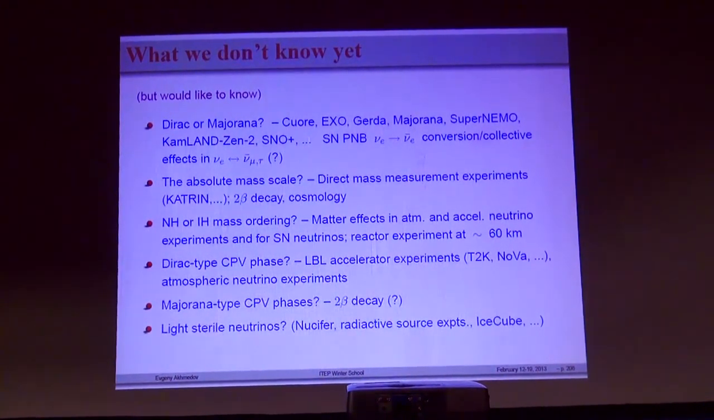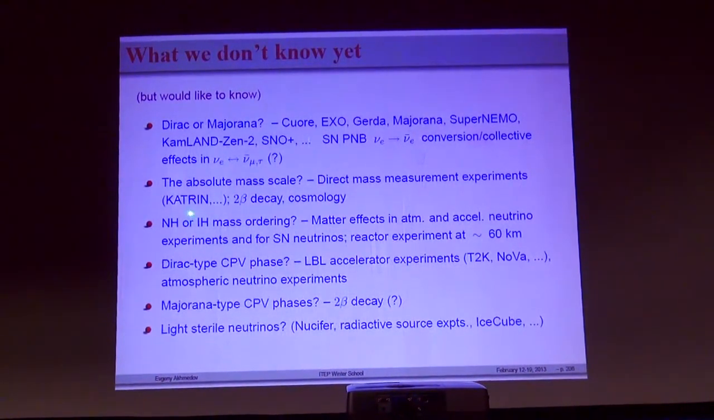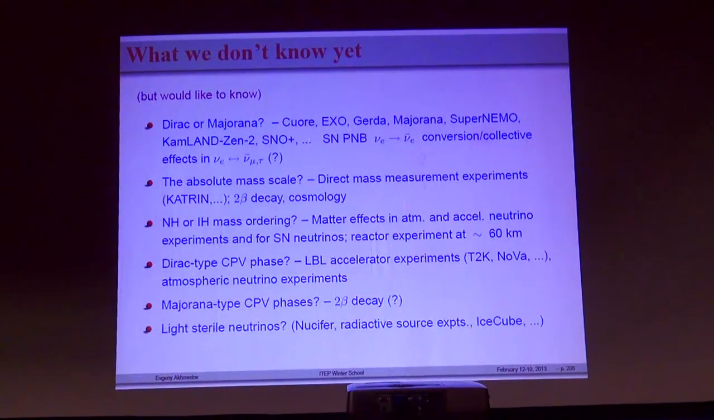So the next question is the absolute mass scale, so we need direct neutrino mass measurements, and double beta decay and cosmology can also tell us something about that. The next question is whether we have normal or inverted hierarchy, or whether neutrinos are quasi-degenerate. This relates to this question. There are some ideas how to do that, and there are some experiments working on that. Again, I don't have much time to discuss it.